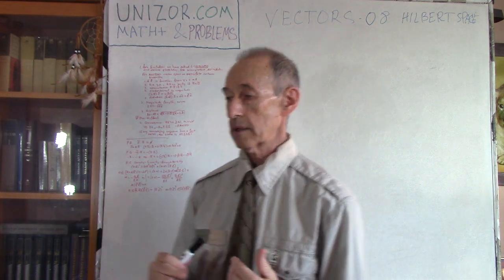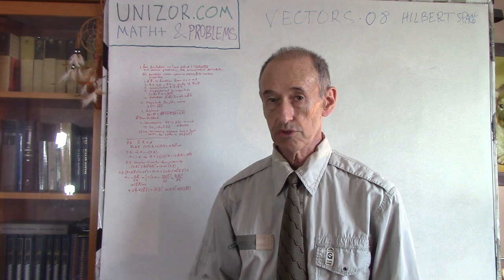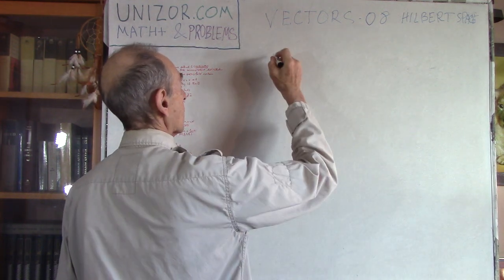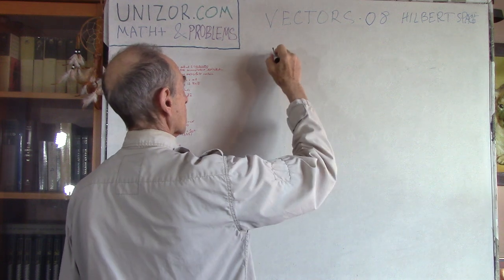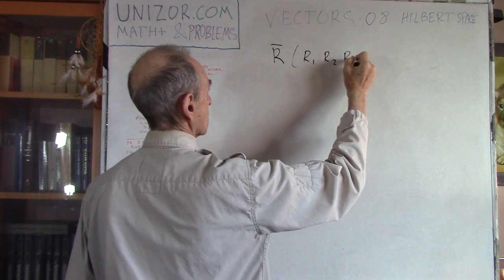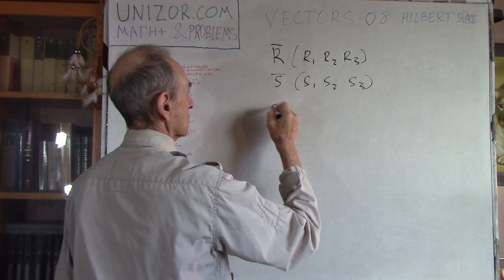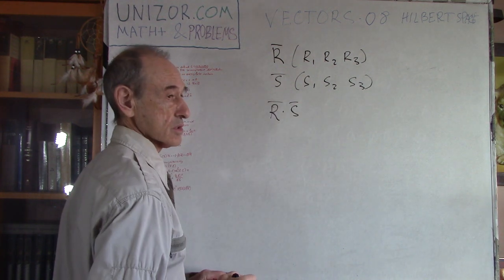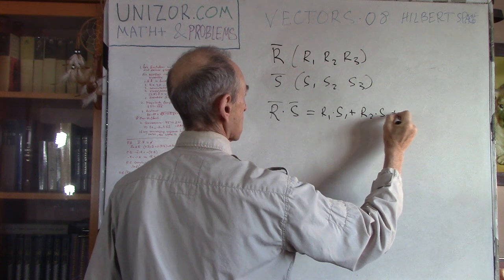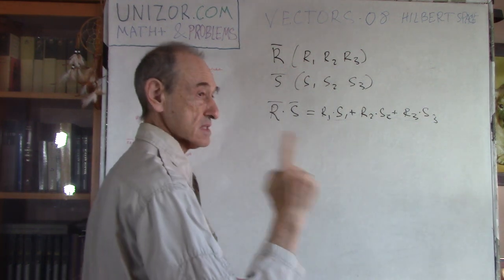Now, let me go back to Euclidean space, which we know like two-dimensional, three-dimensional, n-dimensional space, where we have defined, explicitly defined, the operation of dot product. So if you have two vectors, let's say R vector, let's consider it's three-dimensional, so R1, R2, R3, and S vector, where you have S1, S2, S3. I defined there dot or scalar product as R1 times S1 plus R2 times S2 plus R3 times S3, which is a real number, one single real number.